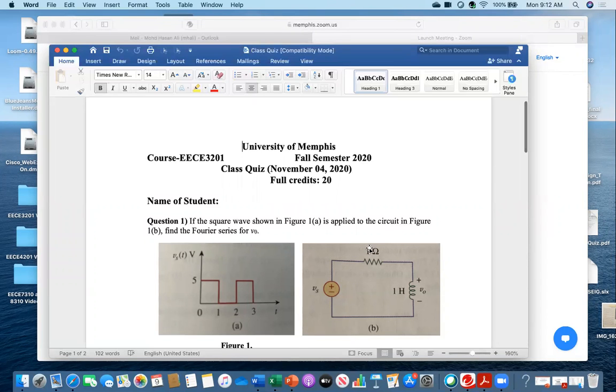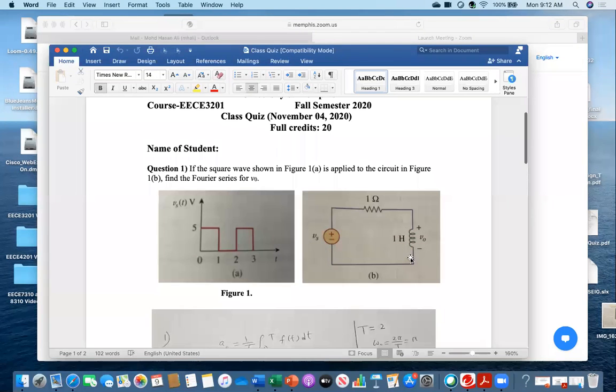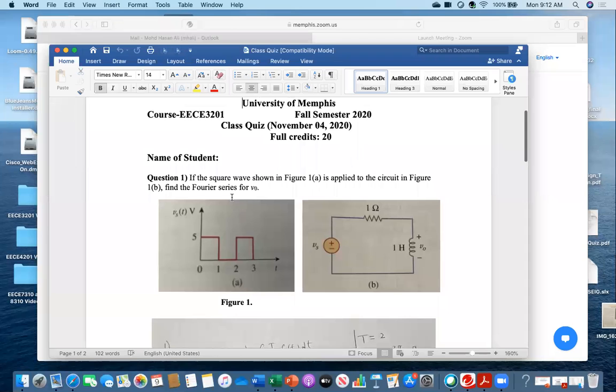Anyway, briefly, everybody remembered this was problem one for the quiz. If the square waveform shown in figure 1, this one, is applied to the circuit in figure 1b, this was the circuit, then find the Fourier series for V naught. So you have to find V naught for this circuit, provided that this is the input here.